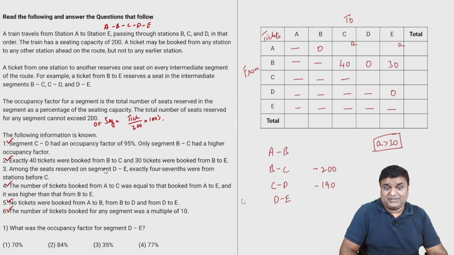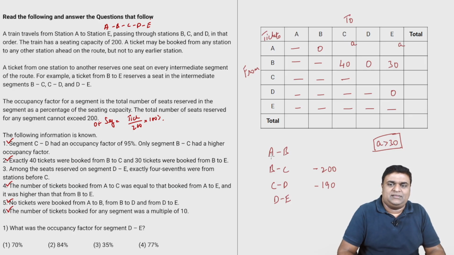I'm left with, among the seats reserved on segment DE, exactly 4/7 were from stations before C. Before C. Now, how do I make meaning out of this? Who are the people who are going to be traveling in these segments? Let's try to understand that first.